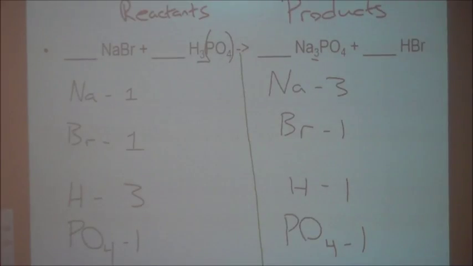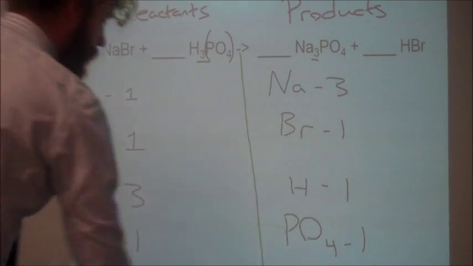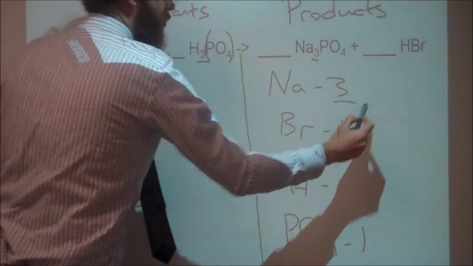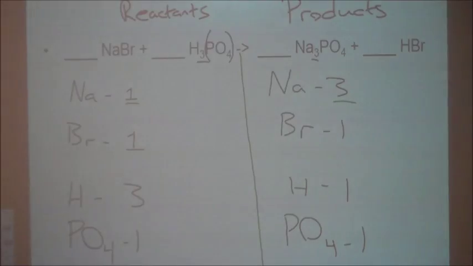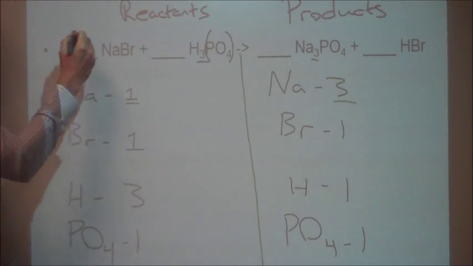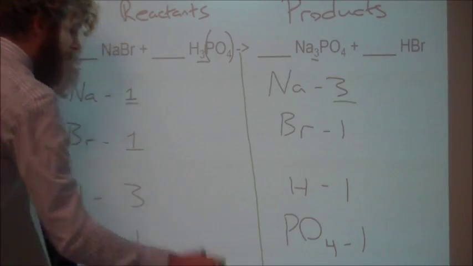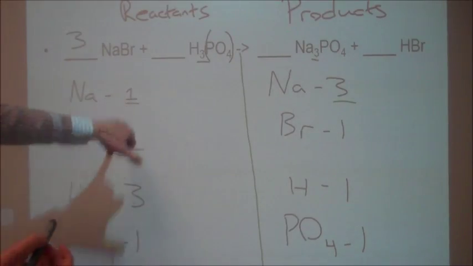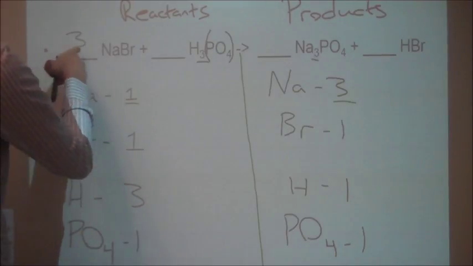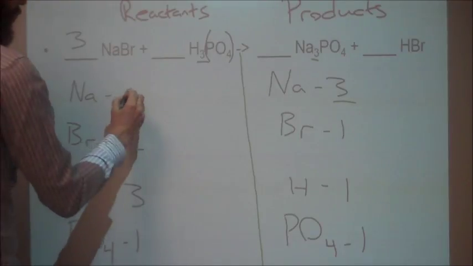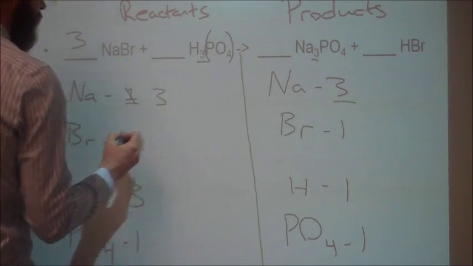It's kind of like a scale, an old-fashioned scale. So we can see Na. We have 1 over here, 3 over here. We are not balanced. So what we have to do is put a coefficient over here so that it's balanced. So the coefficient that we need to put over here is a 3. So we can put a 3. Now we're going to go through and change our numbers over here so that they now represent the correct number with the coefficient. So 3 times 1, 3. So we have 3 sodiums.